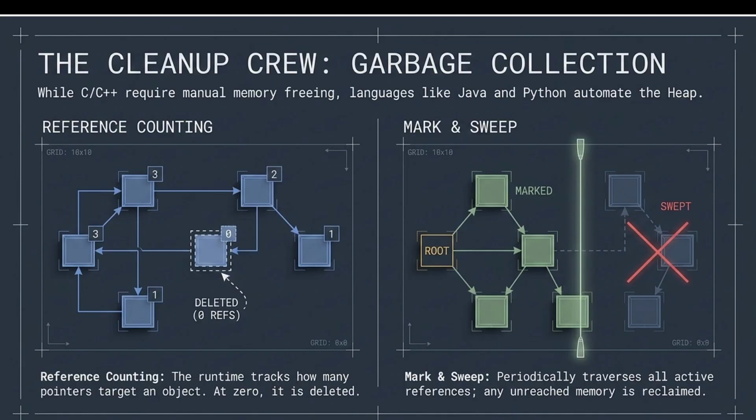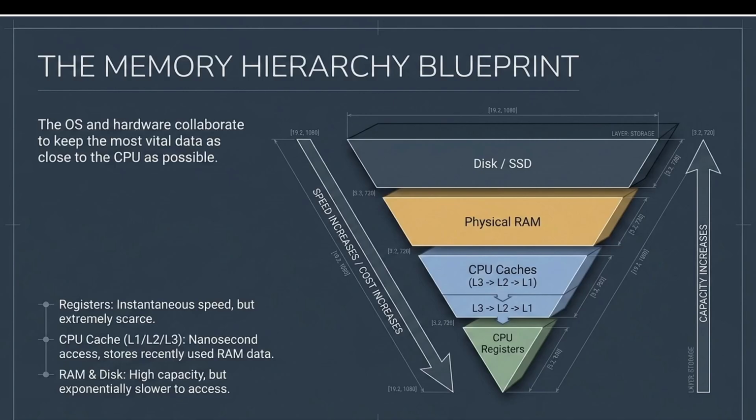As you can see in this, if there is any unreferenced memory, then it will be reclaimed so that that memory can be used by other active variables. The memory hierarchy blueprint.